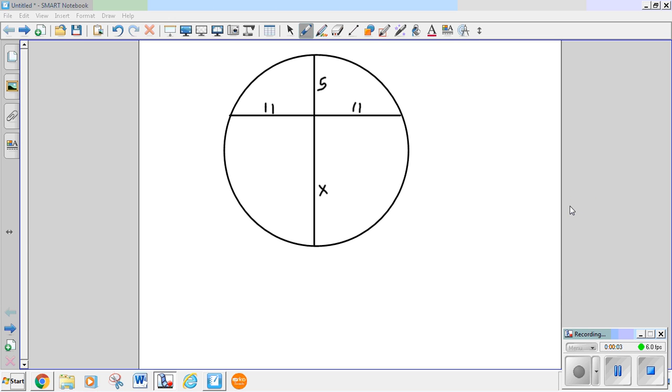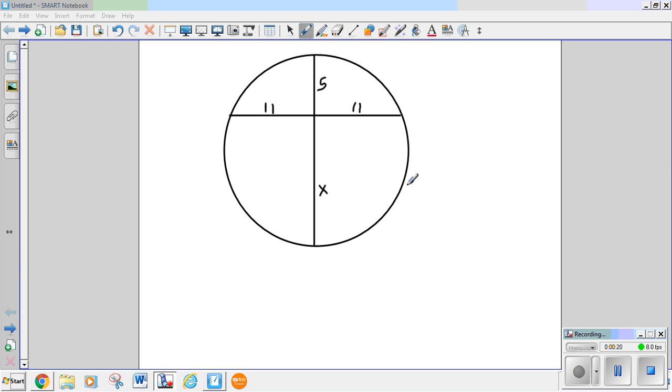This is lesson 10.64, special segments in a circle. Your objectives are to take segments that intersect a circle and each other and calculate their length.